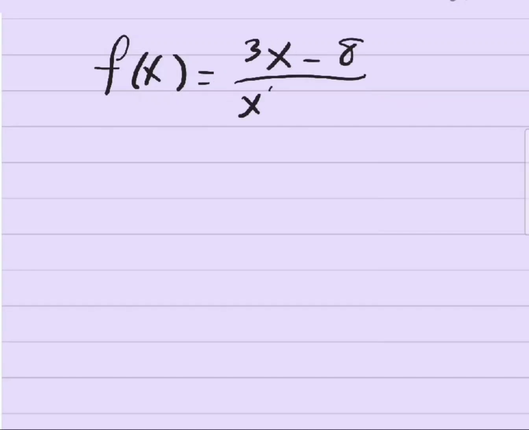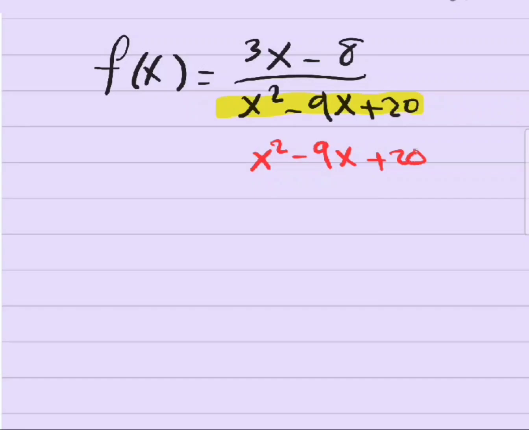Let's try another example. Let's say if we have 3x minus 8 divided by x squared minus 9x plus 20. So we have another rational function as seen by the fraction that we have. So what we need to do, just like before, by the way, you could try this problem if you want to, we need to set this not equal to 0. So x squared minus 9x plus 20 cannot equal 0. So how can we find the x values that will produce a 0 in the denominator?